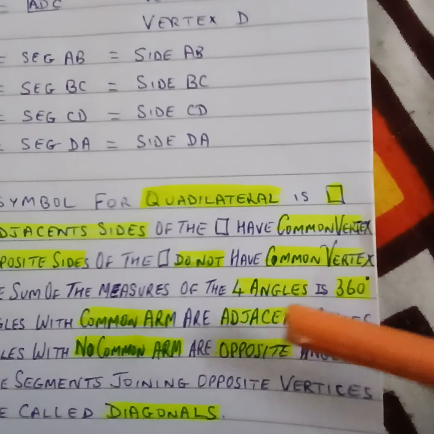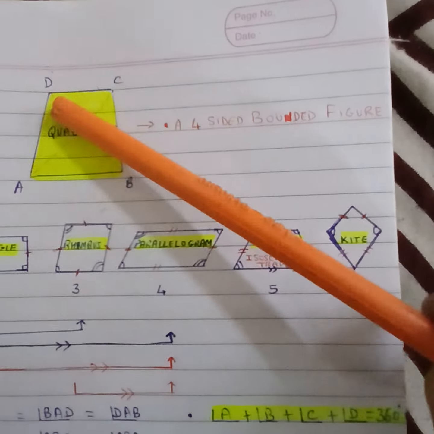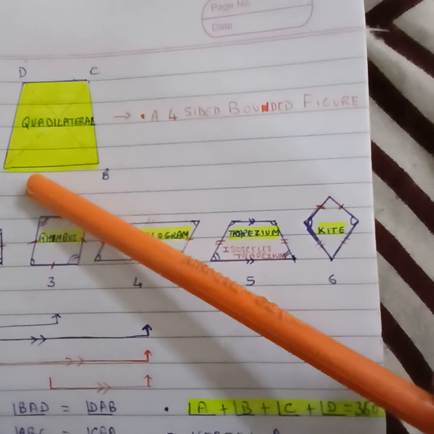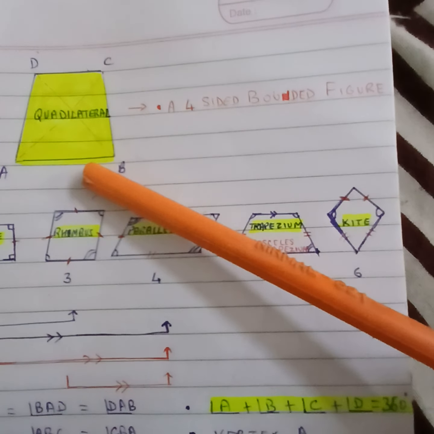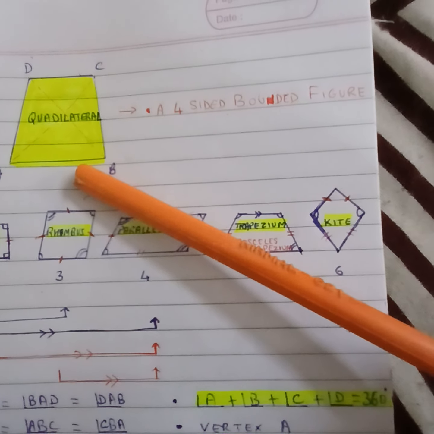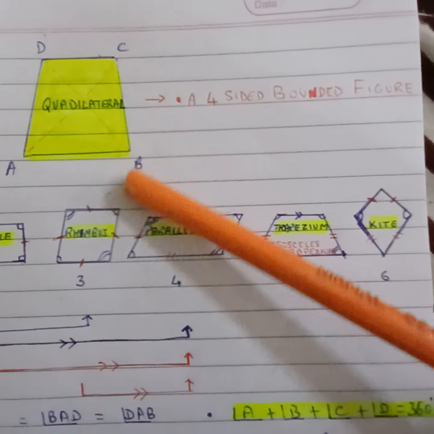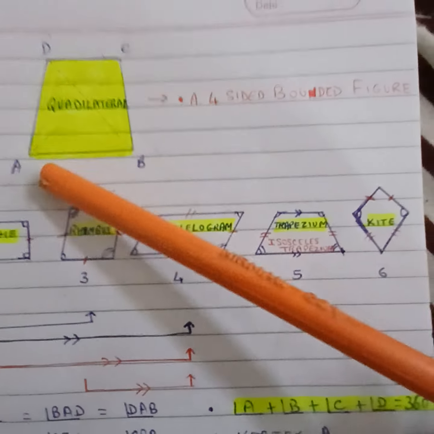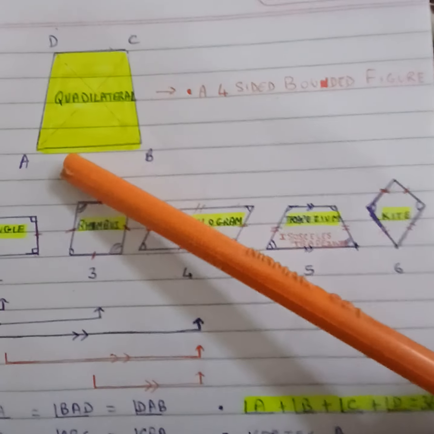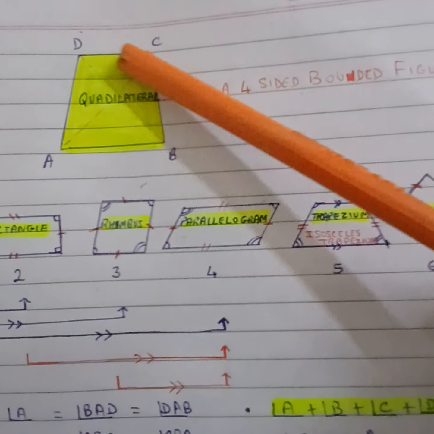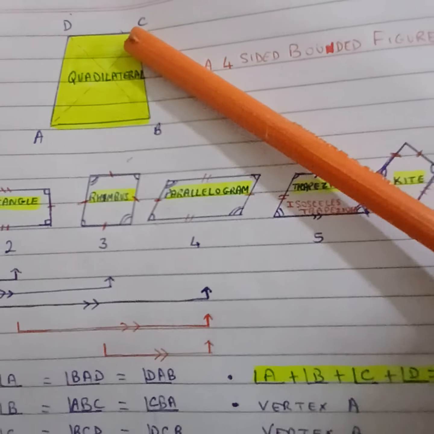Angles with common arm are adjacent angles. Now angle ABC and angle BAD. Angles with common arm, that is common arm is AB. Therefore they are called adjacent angles. Angle BAD and angle ABC have a common arm, therefore angle A and angle B are adjacent angles. Another example, angle ABC and angle DCB have a common arm BC, therefore angle B and angle C are adjacent angles.